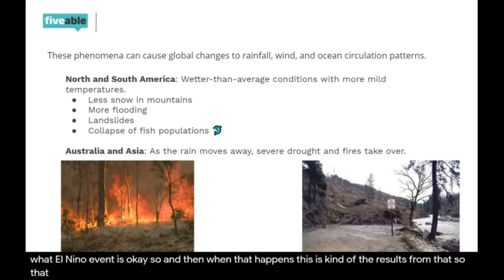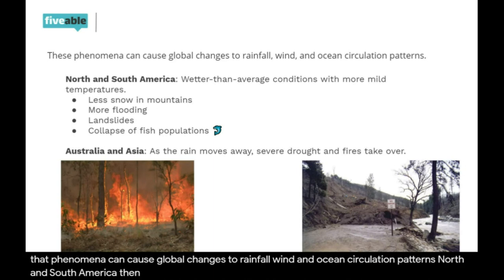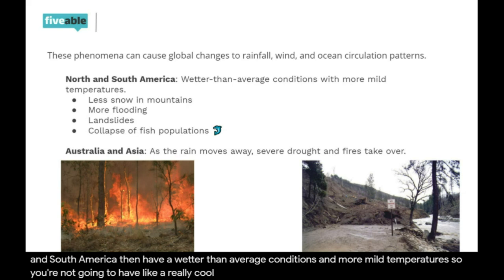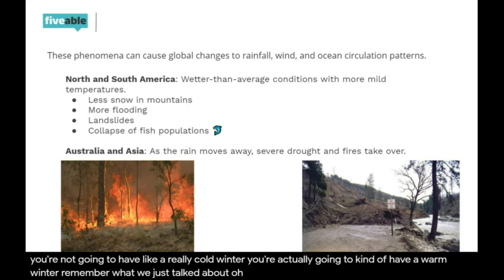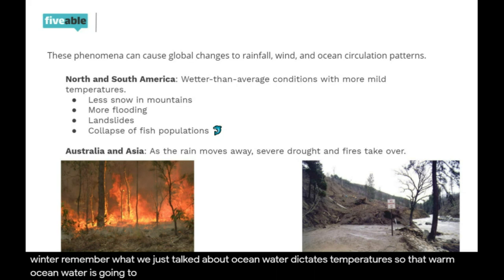That phenomenon can cause global changes to rainfall, wind, and ocean circulation patterns. North and South America then have wetter than average conditions and more mild temperatures. So you're not going to have a really cold winter. You're actually going to have a warm winter. Remember what we just talked about, ocean water dictates temperatures. So that warm ocean water is going to mean that it is now warm on land.